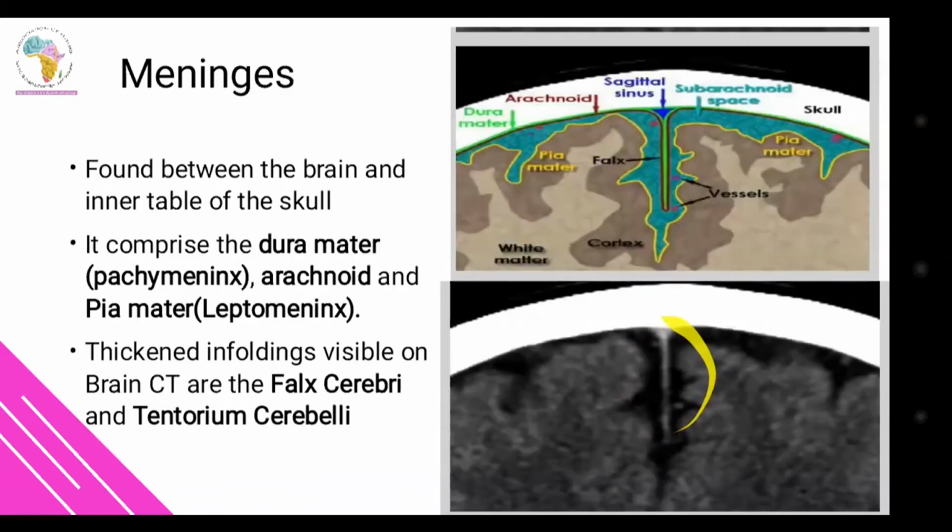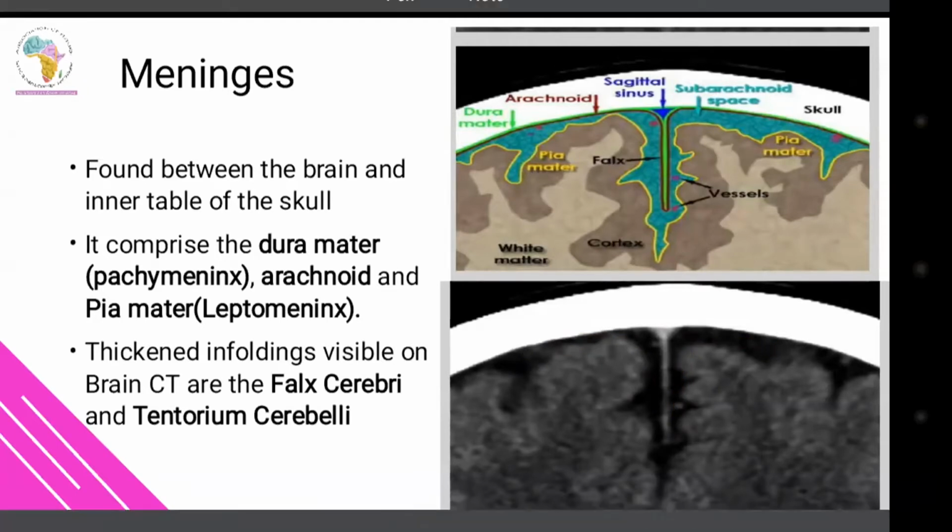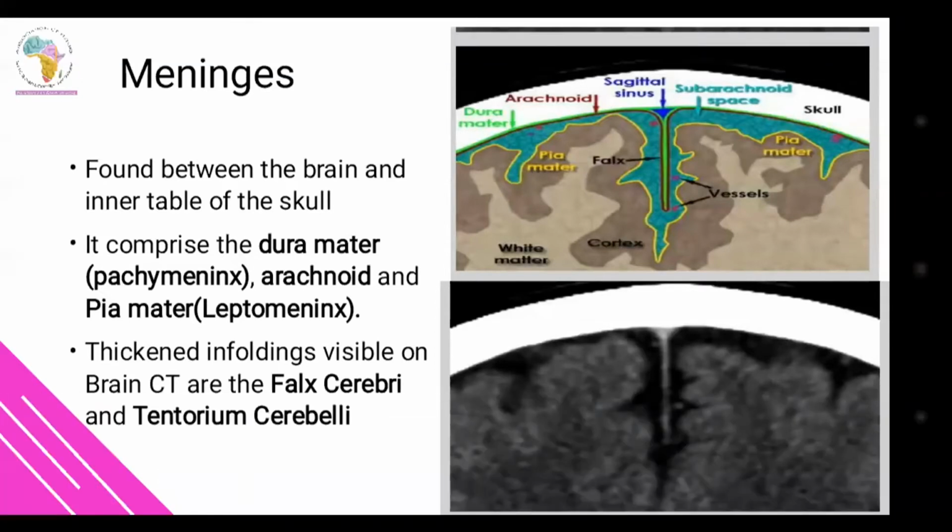This white area here, you have the falx cerebri. And here you can see it's dark. The dark area simply represents fluid, or let me say water. And the fluid here, we are talking about the CSF. So here's the CSF on the brain CT. And here you can have the pia mater, the dura mater here.